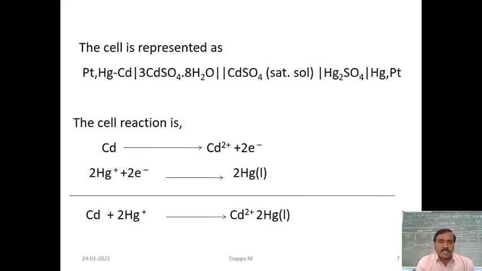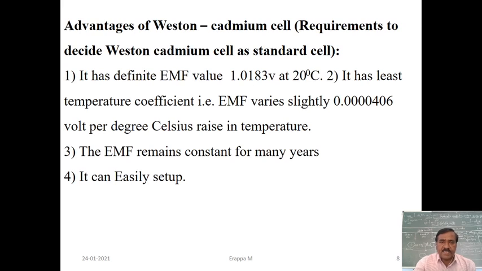So the cell reaction is: cadmium goes into the solution, forming Cd2+, and two electrons are liberated. Mercurous ions take up the two electrons, forming liquid mercury. So the overall reaction is Cd + Hg2(2+) giving Cd2+ + 2Hg. This is the total cell reaction and cell representation.